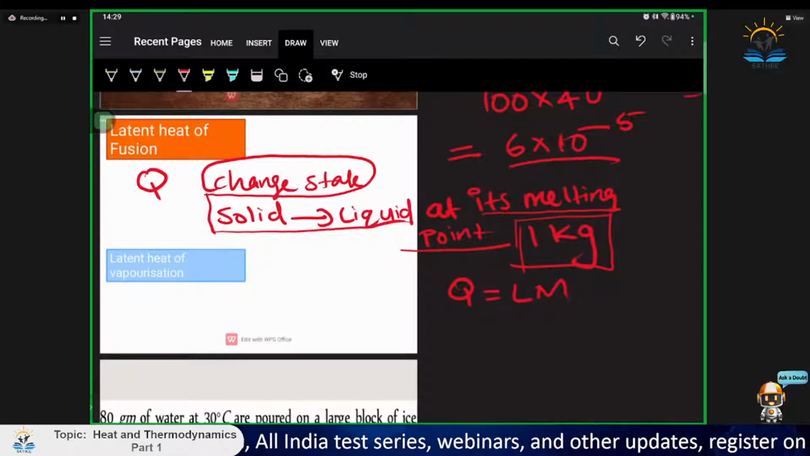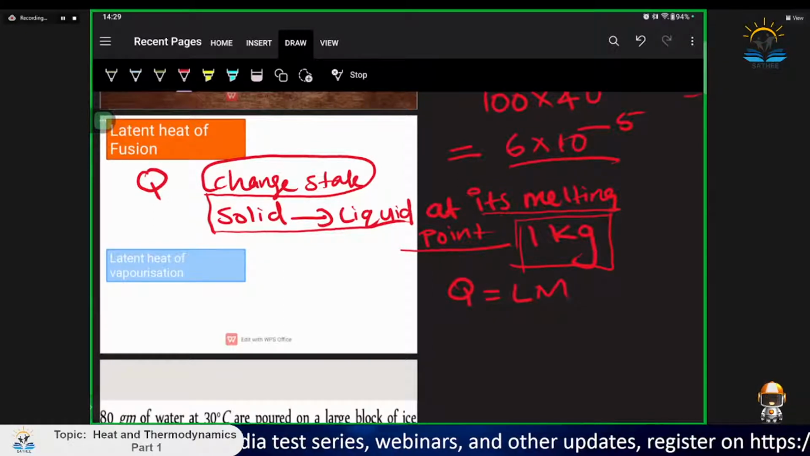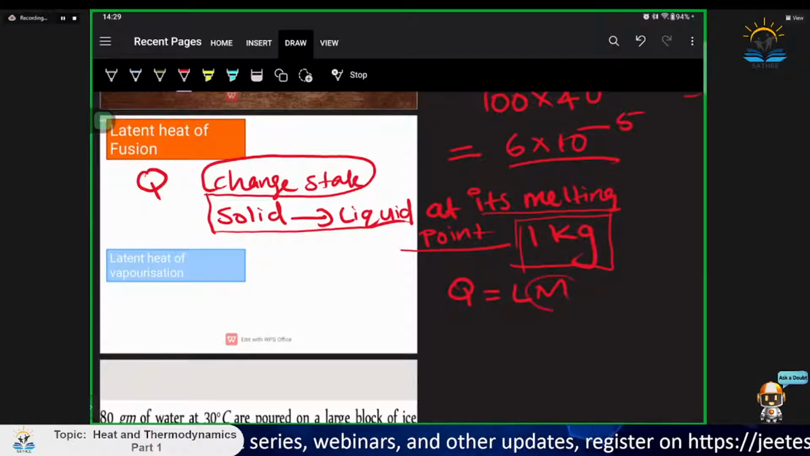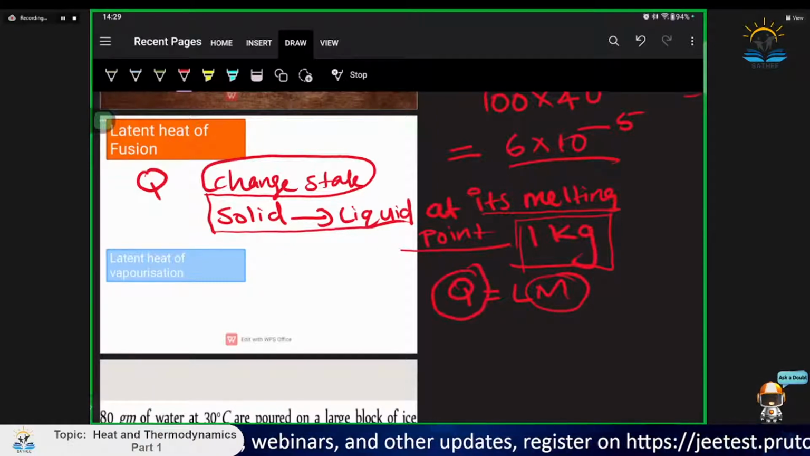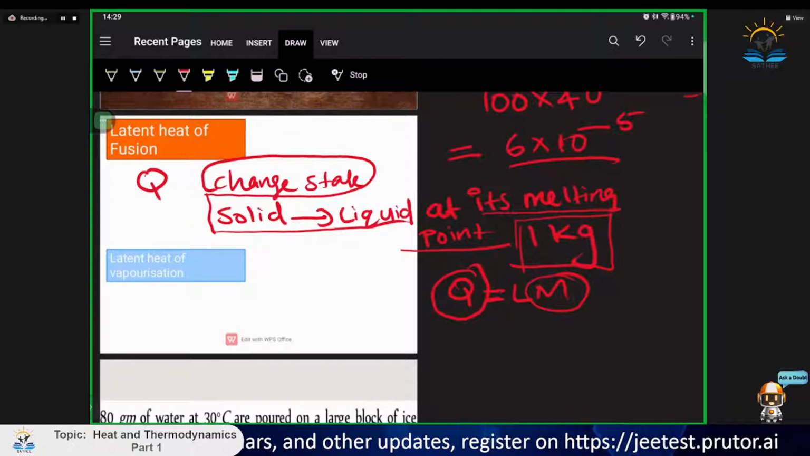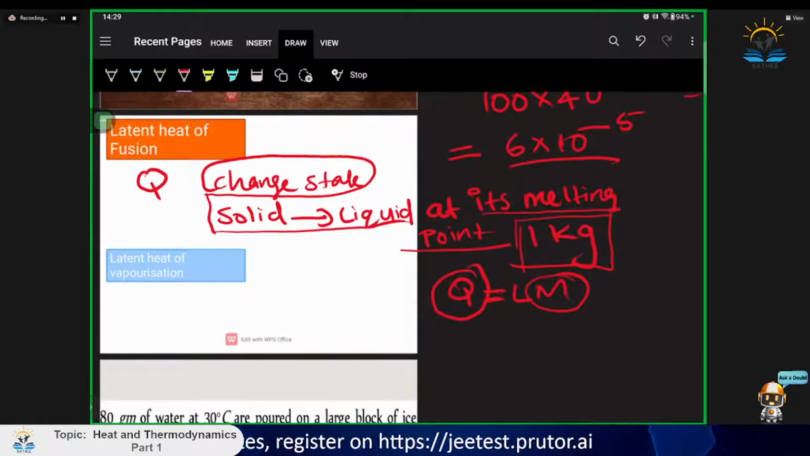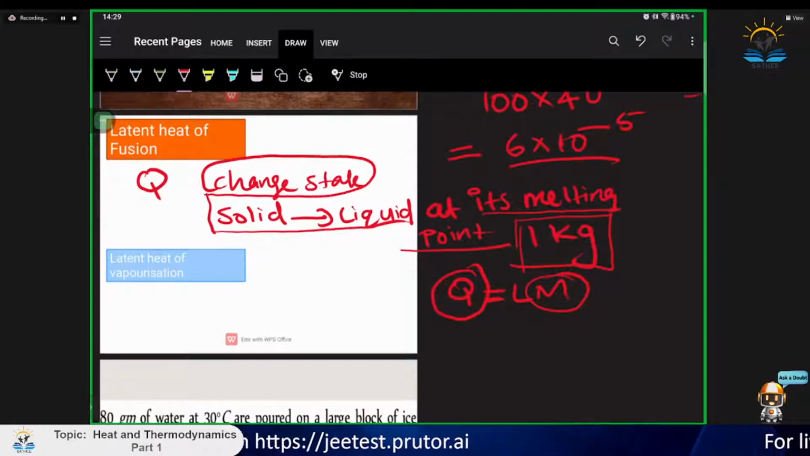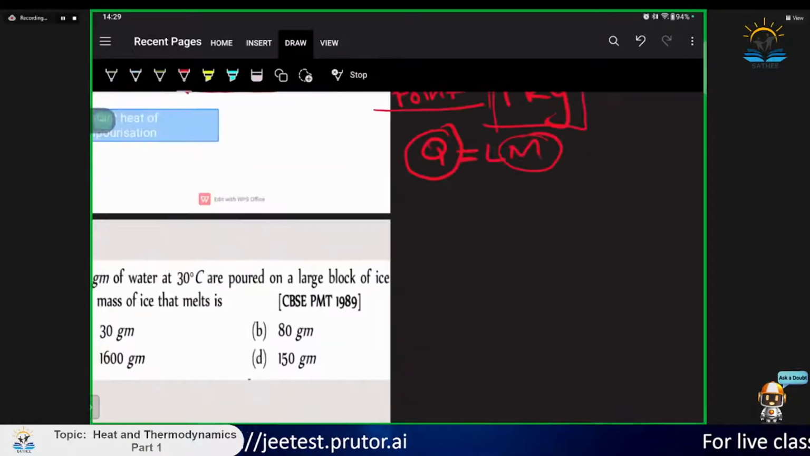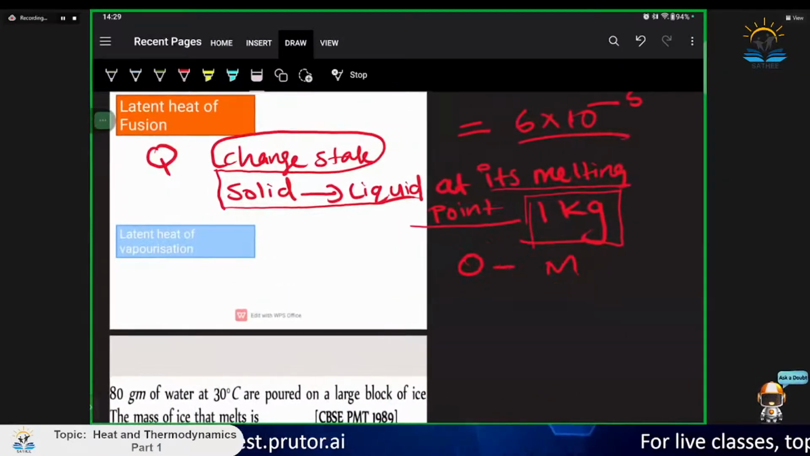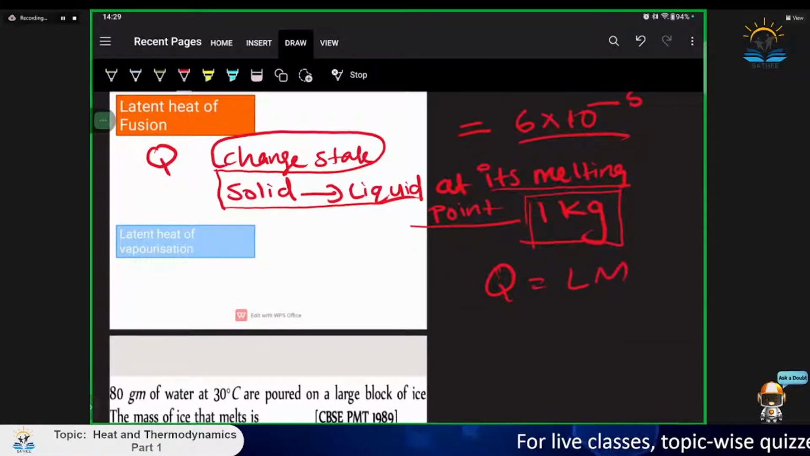Where L is the latent heat of fusion, M is the mass of the substance, and Q is the heat given. So we can solve a question like, for this much mass of substance with latent heat of fusion of this much, how much heat is given? So we can find Q is equal to L into M. I hope everybody knows this equation very clearly.